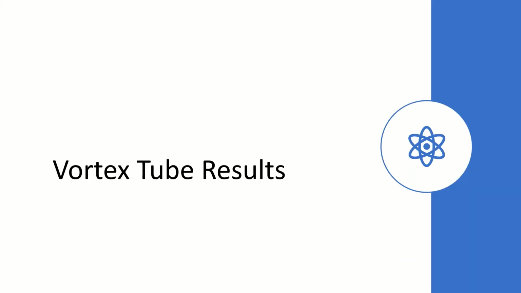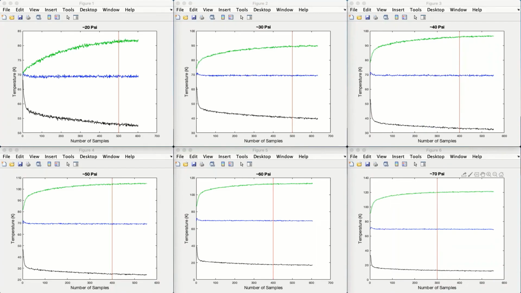First, we will discuss our findings from the experiment focusing on the vortex tube. Shown here are screenshots of the data that was collected for each of the various input pressures. The blue lines represent T3, the green lines are the temperatures at the hot output, and the black lines are the temperatures at the cold output. The red vertical lines indicate where the steady state regions were selected to begin. For every plot besides the 20 psi input, the values seem to reach steady state. However, running the experiments longer would increase the accuracy of this assumption.